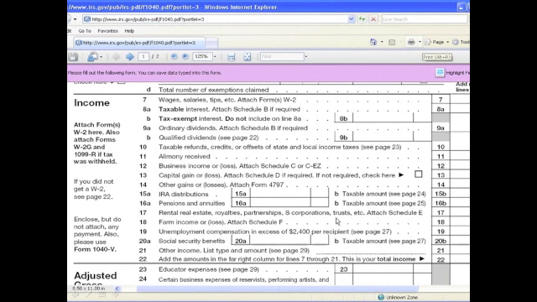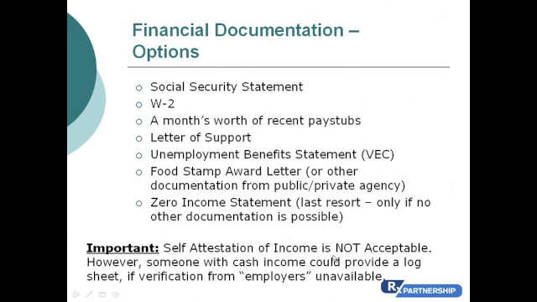As far as other types of financial documentation, probably most of you are familiar with, there are a lot of different options. The one thing I would pick out and share with you is that a self-attestation of income is not acceptable. It's not okay for somebody to just say, well, I make $500 a month. There's a need when it comes to audits to be able to have some proof of that income. So you really have to work to figure out what you can get. Is there a pay stub? Is there a letter from an employer? Is there something that we can get to document that?